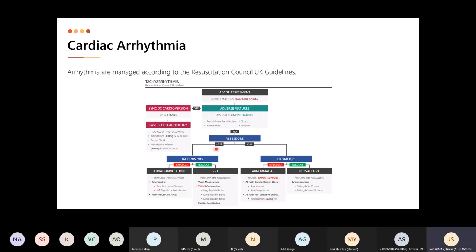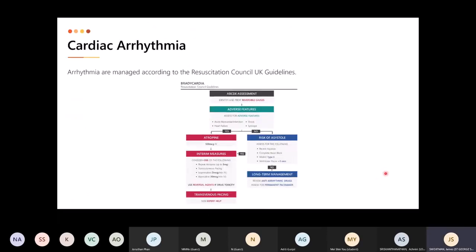If it's a narrow complex tachycardia, then you're looking at SVT or atrial fibrillation. SVT, you guys know, you do the vagal maneuvers, and then you can give IV adenosine. They always need to be on cardiac monitoring with IV adenosine. Atrial fibrillation: beta blockers or calcium channel blockers, or digoxin or amiodarone. Okay.